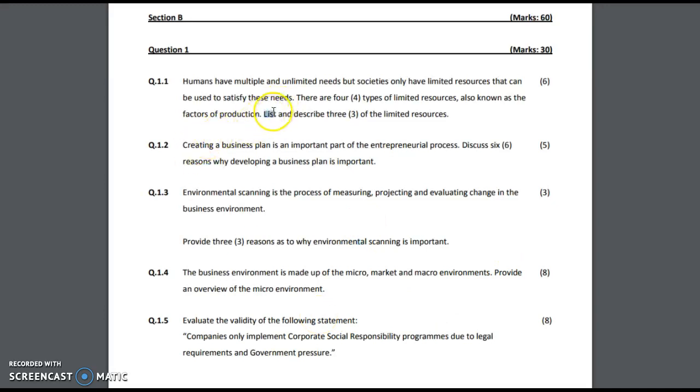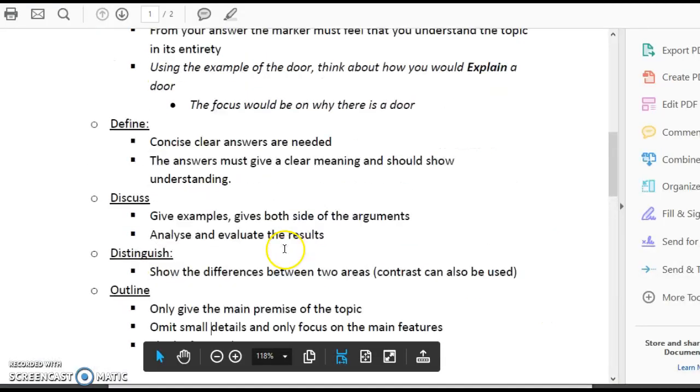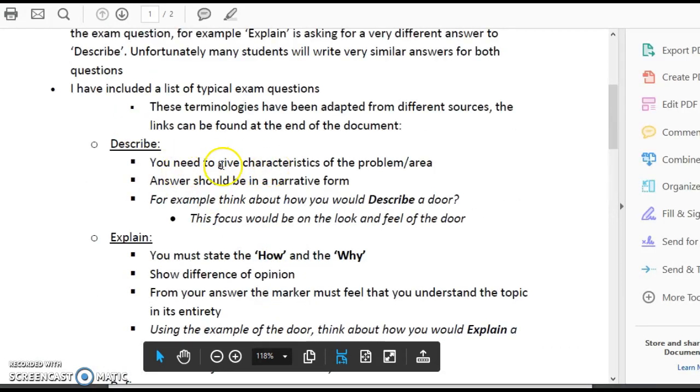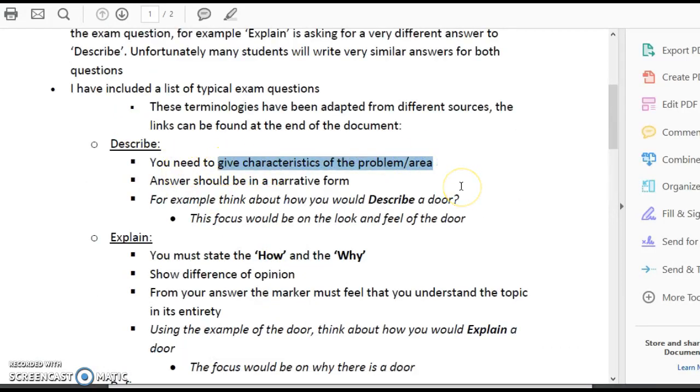Listing is literally giving each point. Describing, if we go look at the exam terms, which is up here, you need to give characteristics of the problem area. A good way that I give an example of this, especially between describe and explain. Describe is, think about describing a door. It is wood. It is white or blue or pink. When you're explaining something, you must state the how and the why something is happening. So if you think about the door, the focus would be on why is there a door?